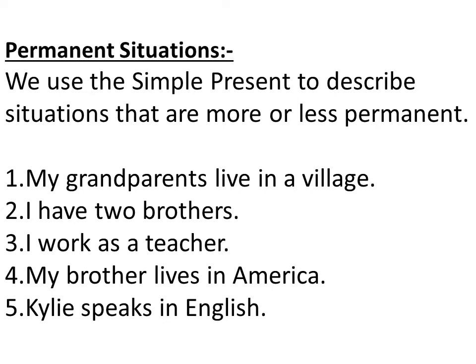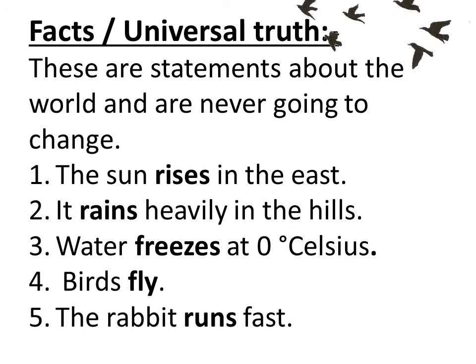Now, we will move on to the third use, that is the fact or the universal truth. These are statements about the world and are never going to change. For example, the sun rises in the east. It rains heavily in the hills. Water freezes at 0 degrees centigrade. Birds fly. The rabbits run fast. All these are true statements and we do not use ing or continuous tenses in any sentences of fact and universal truth.